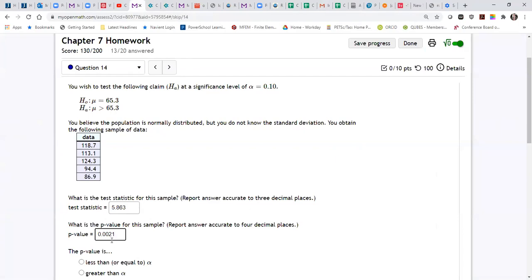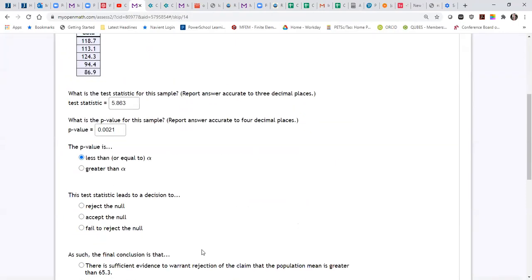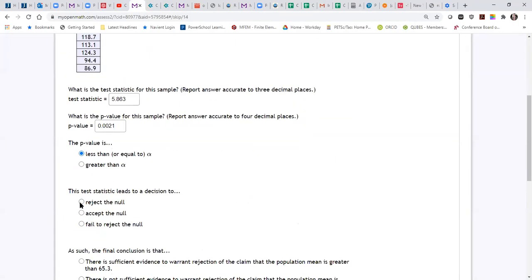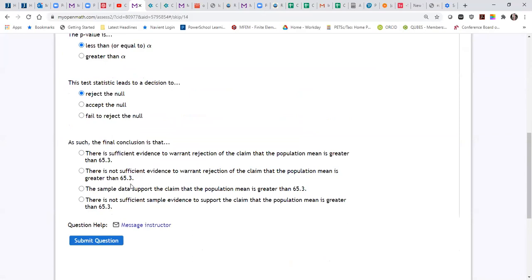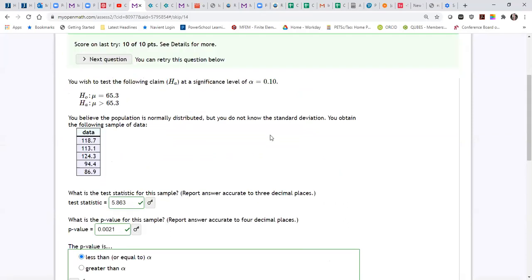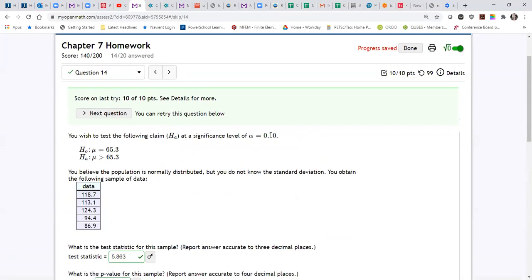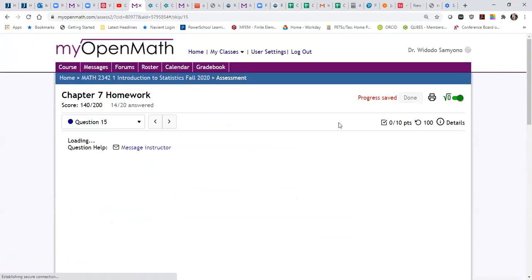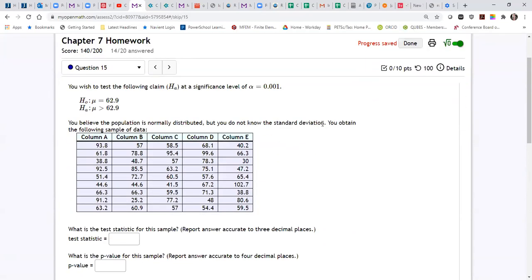So you can see the p-value is less than alpha, right? And because less than, so reject the null hypothesis. And the answer will be the third one. Yeah. The sample data support the claim. Okay, so the next one will be 15.